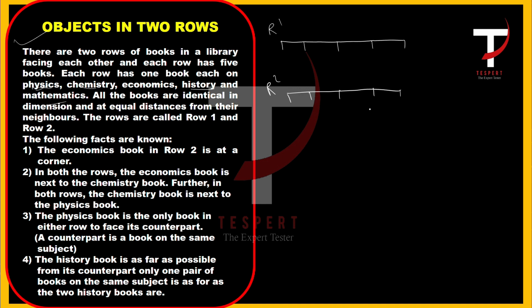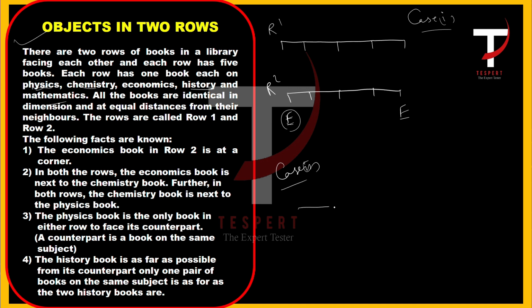So the rows are called row 1 and row 2. The following facts are known. The economics book in row 2 is at a corner. So the economics book can either come here or it can also come here. So instead of taking one, we will take one more case. Let us name this case 1 and this case 2.